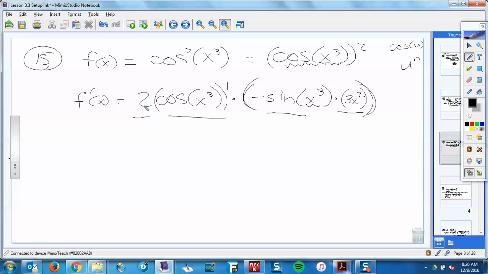Well, really, all I have is 1, 2, 3, like 4 things multiplied, right? So I got an A times a B times a C times a D. Now, I can just rearrange those however I want. So I would take this 2 and this negative and this 3, and I would put those all out in front. And then the x squared I would put out in front. And then cosine x cubed.